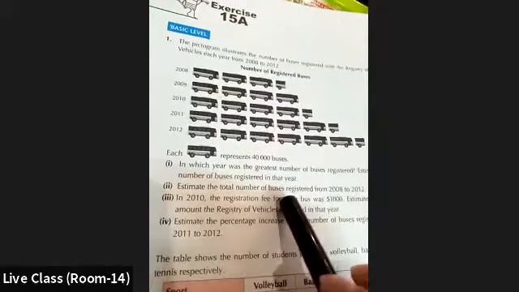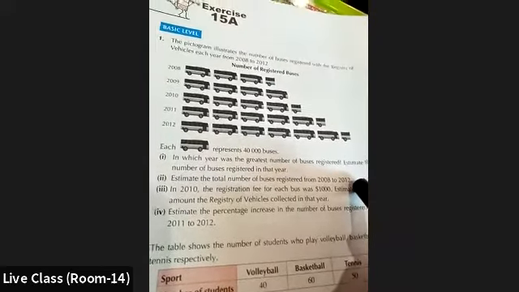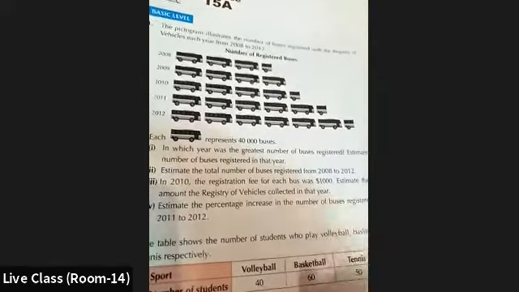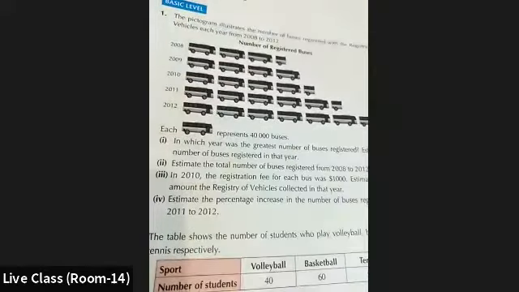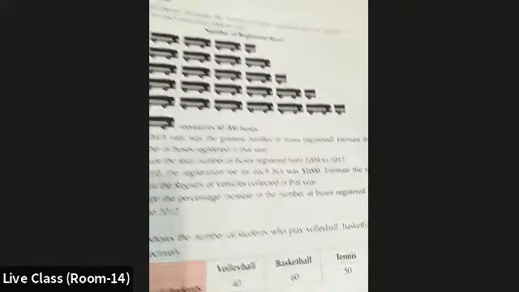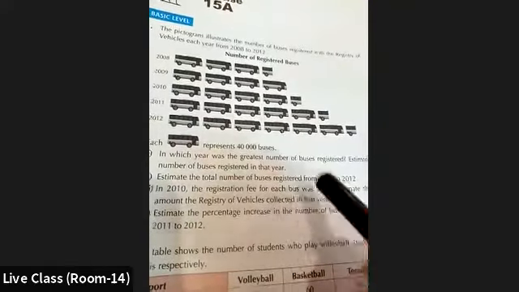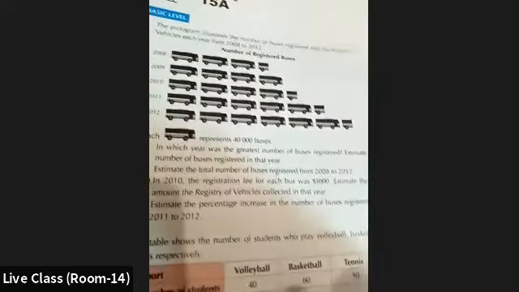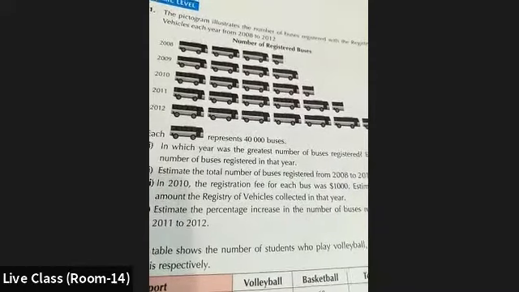Estimate the total number of buses registered from 2008 to 2012. How can you estimate the total number of buses registered from 2008 to 2012? How can we find the total number of buses? Zanan, can you please tell me? Miss, one bus is 40,000. We multiply everything by 40,000 and the answer will come.